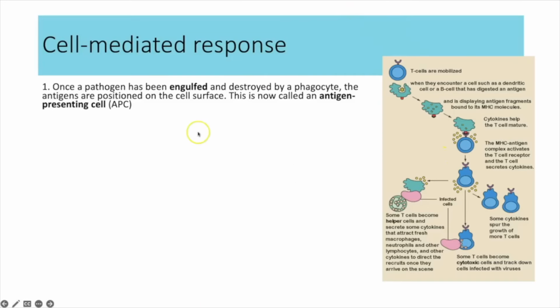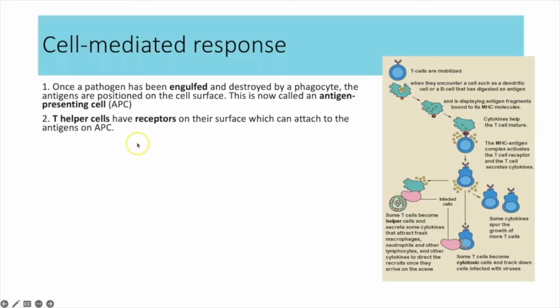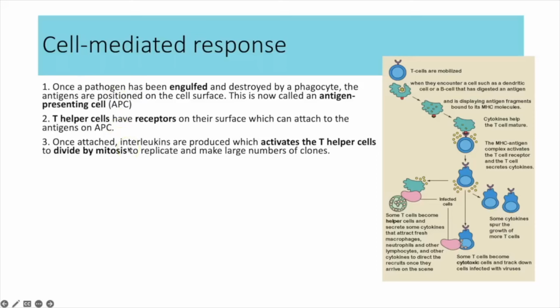So we're going to look through this whole process of the cell mediated response. Once the pathogen has been engulfed and destroyed in phagocytosis by the phagocyte, that phagocyte will put the antigen on its surface and become an antigen presenting cell. So this is where phagocytosis leads into the specific line of defense. The T helper cells have receptors on their surface, which we can see just here, and those can attach to complementary shaped antigens on antigen presenting cells, such as a phagocyte. Once it's attached, interleukins are produced, and that will activate the T helper cells to divide by mitosis. So that's where we were talking about that clonal expansion. They'll then replicate and make large numbers of clones.